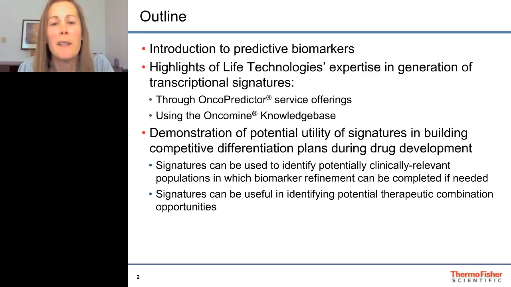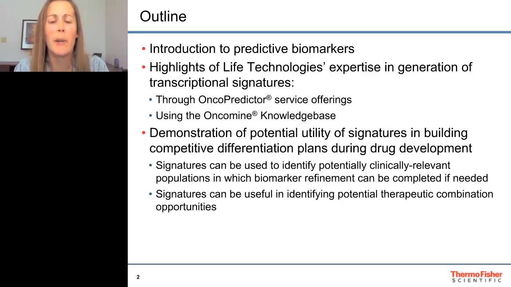Throughout the talk, I'm going to demonstrate the idea that these signatures really have the potential to help build competitive differentiation plans during drug development. Some of the real value that we see in these signatures, particularly in an offering such as OncoPredictor, where you're using an in vitro panel. If you're doing univariate biomarker discovery, you really would be limited to just the biomarkers that you have already identified within the cell line panel. But these signatures have the potential to really represent the true biology of what's going on after drug treatment.